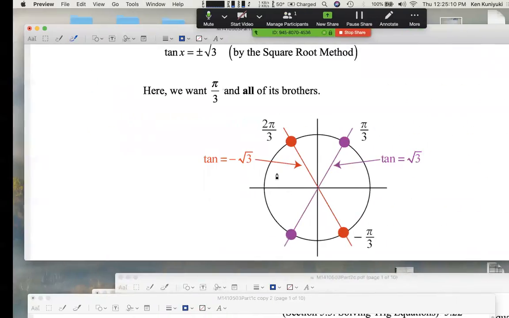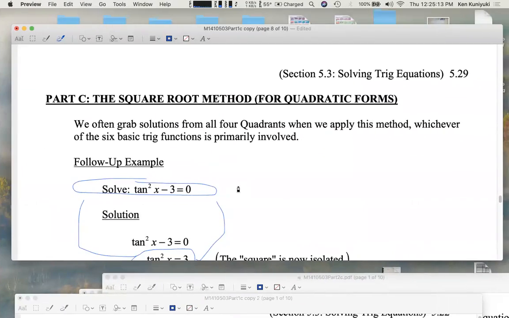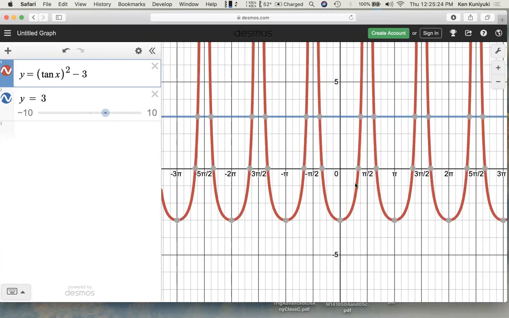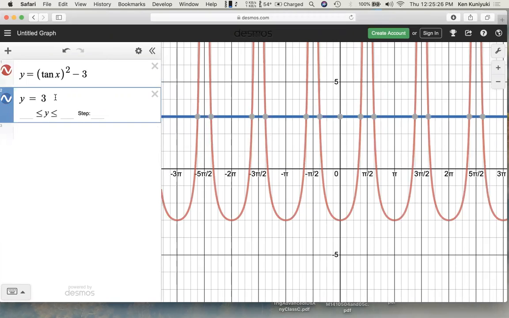By the way, we could have also looked at it in terms of the original equation, tangent squared of x minus 3 equals 0. So graph y equals tangent squared of x minus 3. What happens? Graph goes down 3 units. Let's graph y equals 0. That's the x-axis. And here, the solutions will correspond to x-intercepts for this function over here. All right. Again, pi over 3, 2 pi over 3, and so forth.